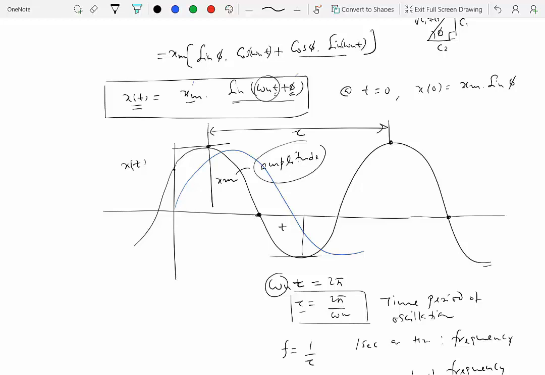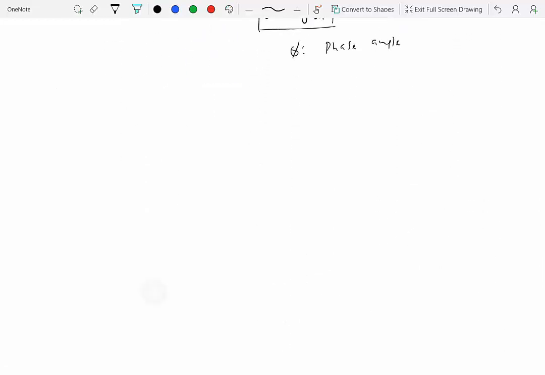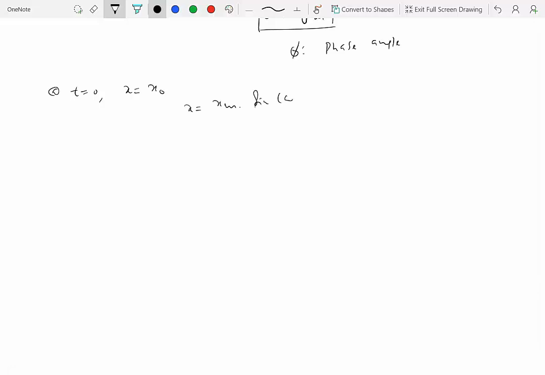Some of the popular conditions that may be given to you are at time t equal to 0, the displacement is something. For example, you take this particle, displace it by a certain amount, and then you release it from rest. So there are two pieces of information given to you there. One is the displacement at time t equal to 0, and the second is the velocity information. So if you're given that at t equal to 0, x is equal to some value, let's say x0, then since the solution looks like this, we can substitute at t equal to 0.